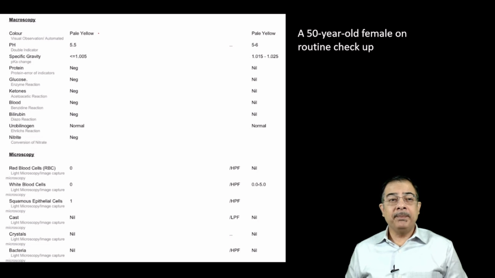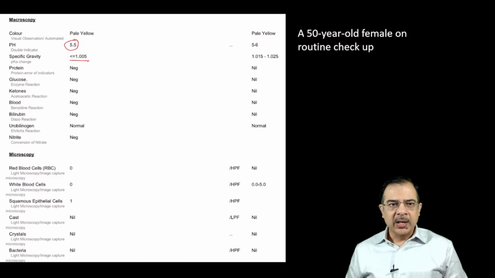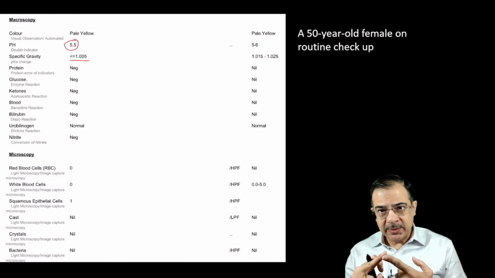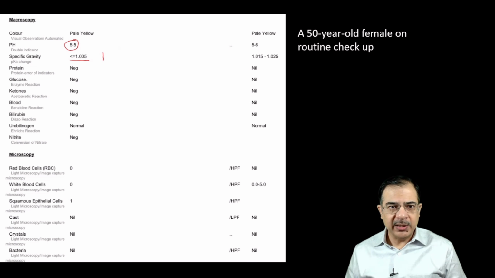So in the physical examination, the color is pale yellow, pH you can see is 5.5, slightly towards the acidic side. Now look at the specific gravity. Specific gravity is low, and the rest of the parameters, protein, glucose, everything is normal, and microscopy is also normal. So we ask the history from the patient, and the specific gravity is low. The specific gravity is low due to diabetes insipidus, lots of water in the urine, or it can be because of excess water intake. So this female's history revealed that there was lots of water intake. So that makes the specific gravity less than 1.005.